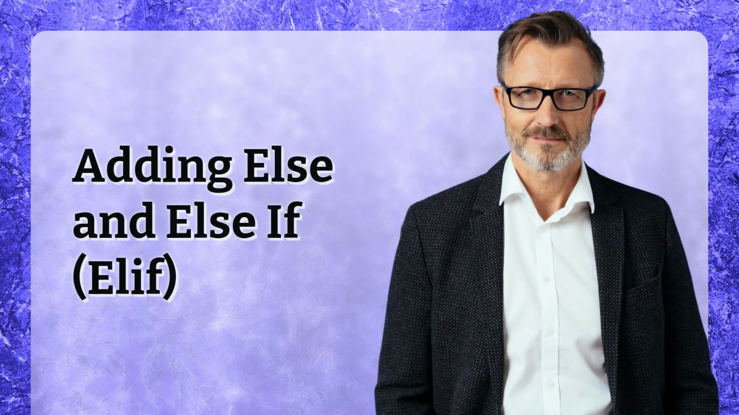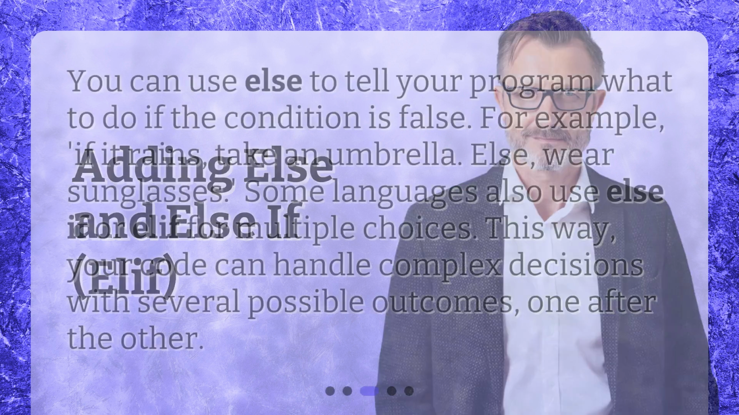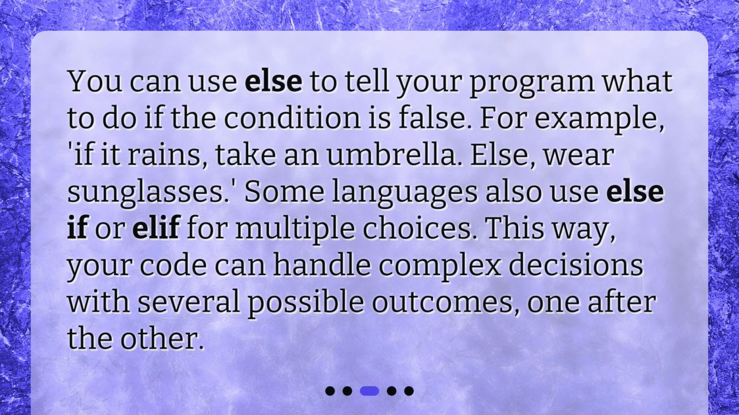Adding else and else if, elif. You can use else to tell your program what to do if the condition is false. For example, if it rains, take an umbrella. Else, wear sunglasses. Some languages also use else if or elif for multiple choices. This way, your code can handle complex decisions with several possible outcomes, one after the other.